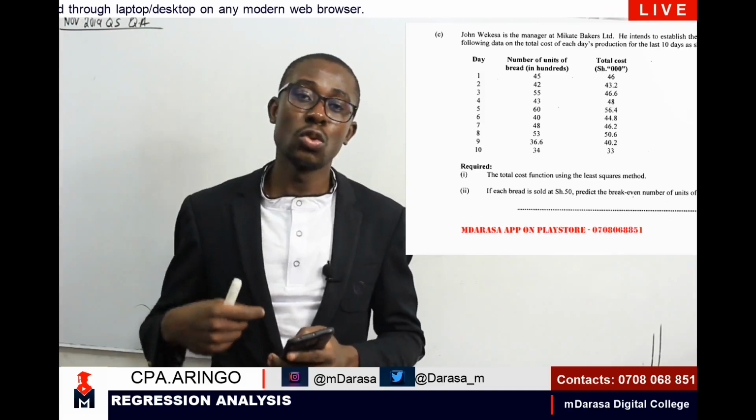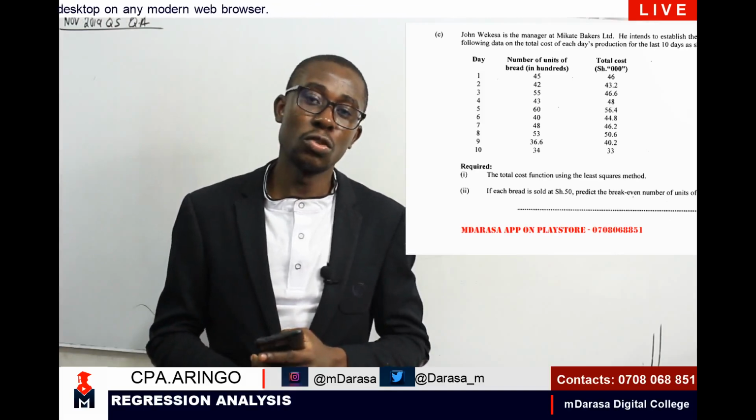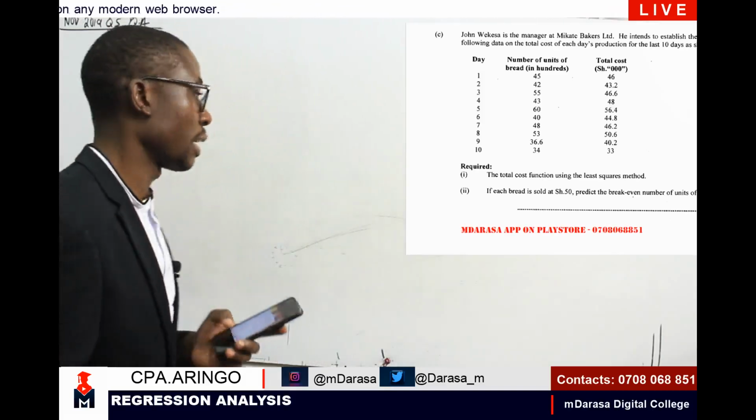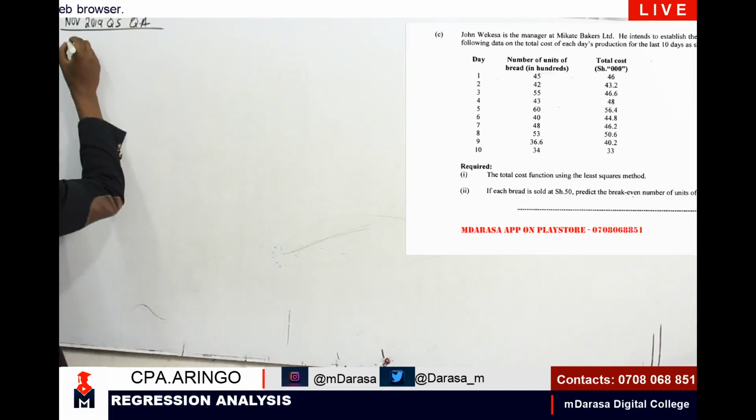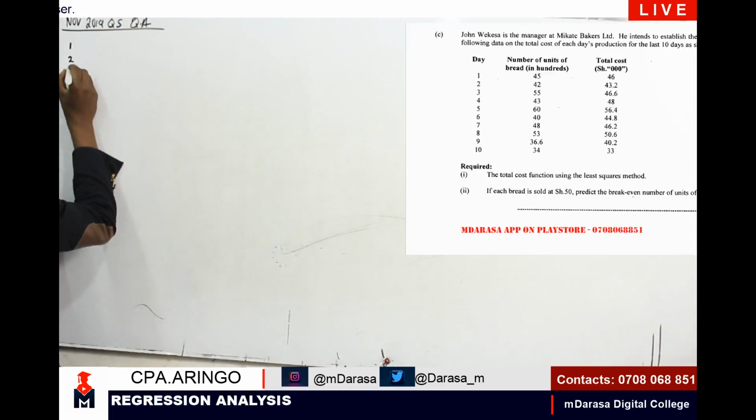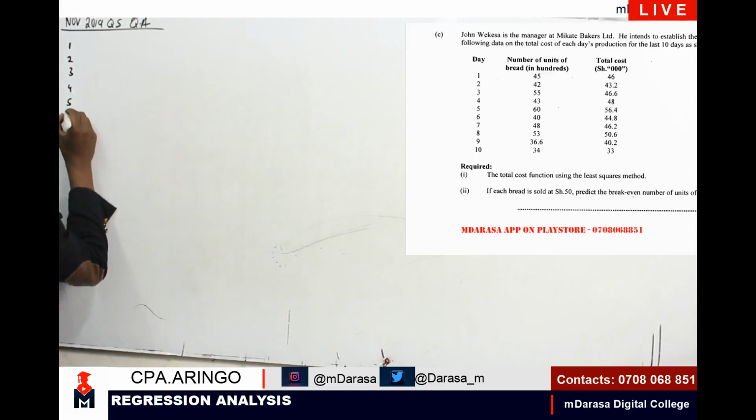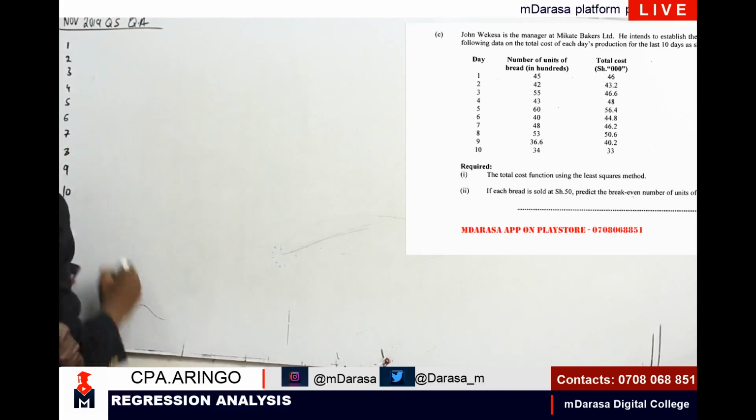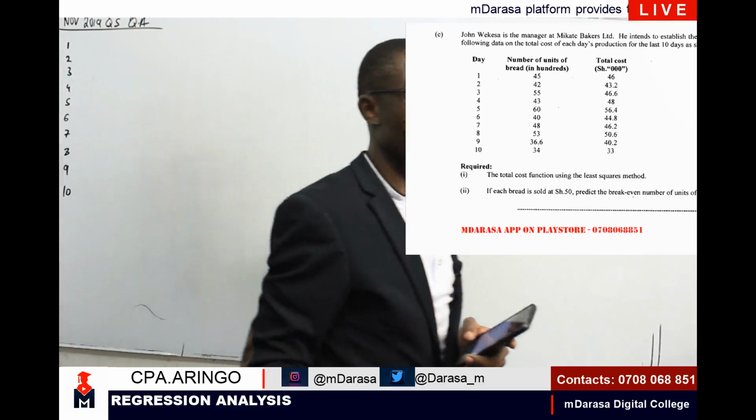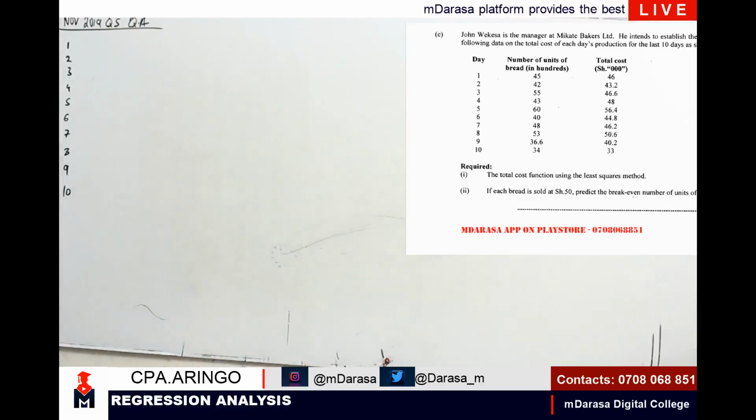So the number of breads that we are producing is what will determine the cost that you are going to incur. So confidently, I can come and have our values here. I'm having 1, 2, 3, 4, 5, 6, 7, 8, 9, 10. We are given data for 10 days.